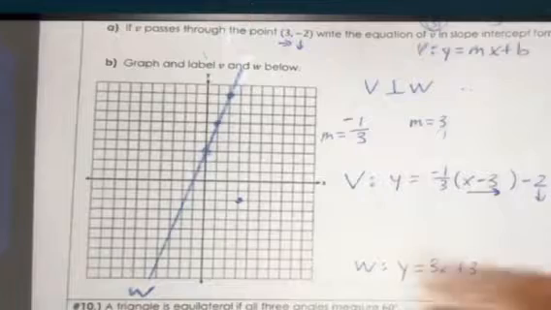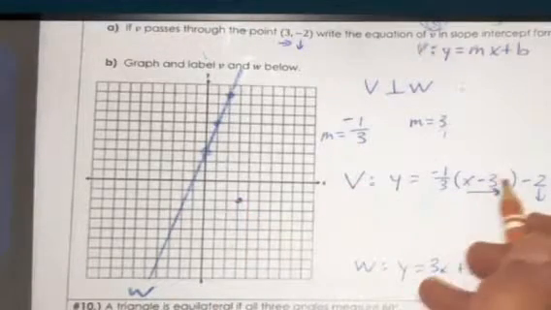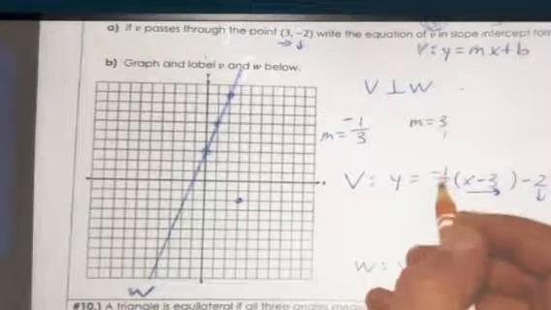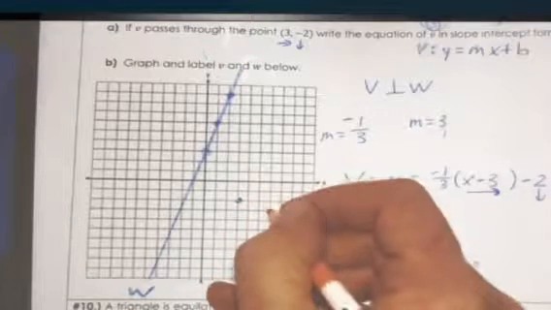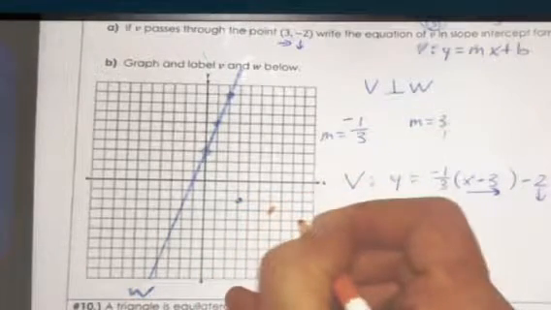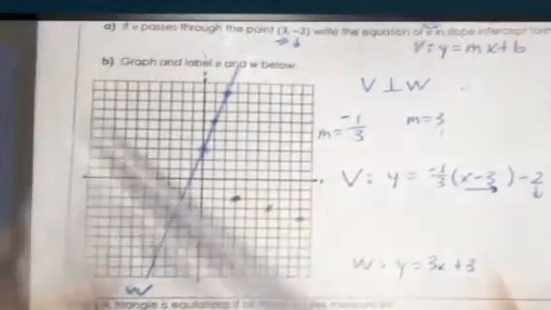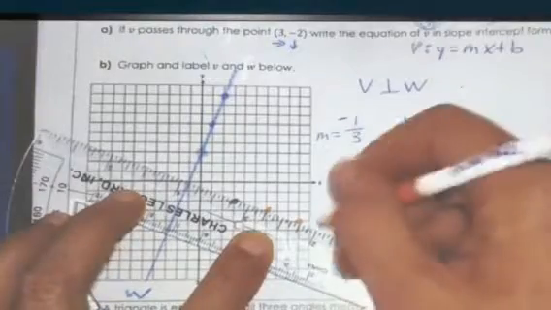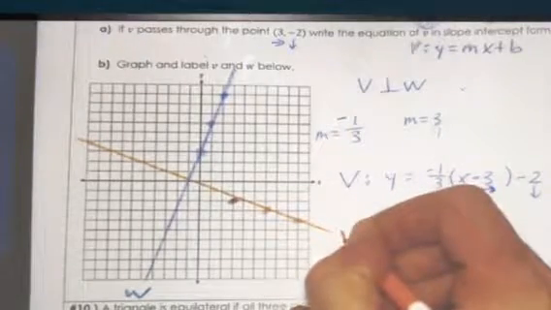And we'll graph V in orange. So now we have this coordinate, right 3 down 2, and slope of negative 1/3. So that's down 1 as I go right 3. This is V.